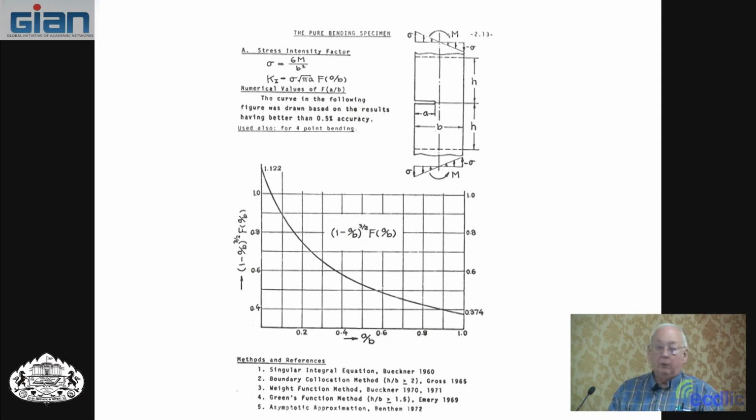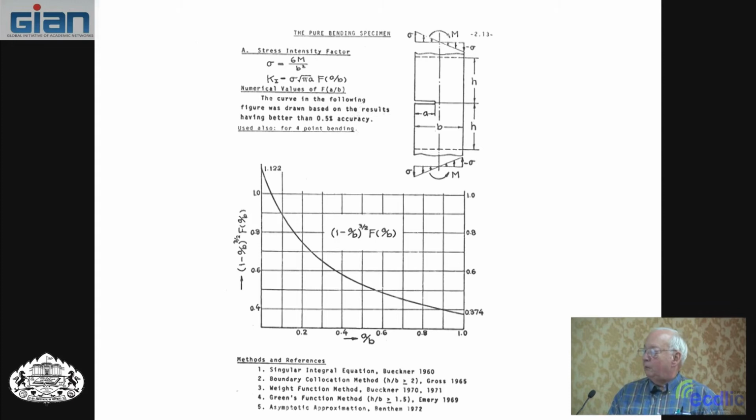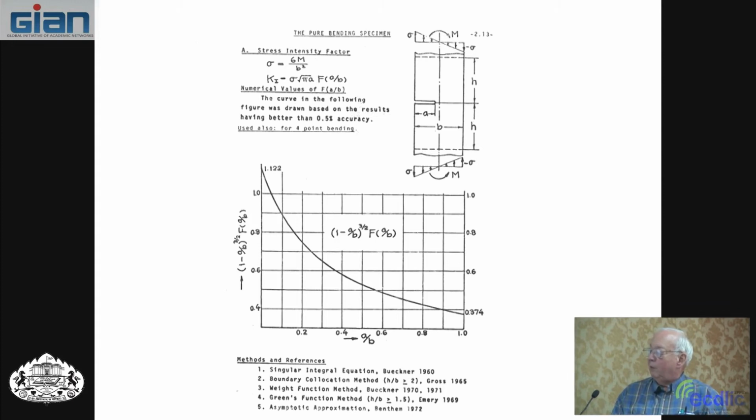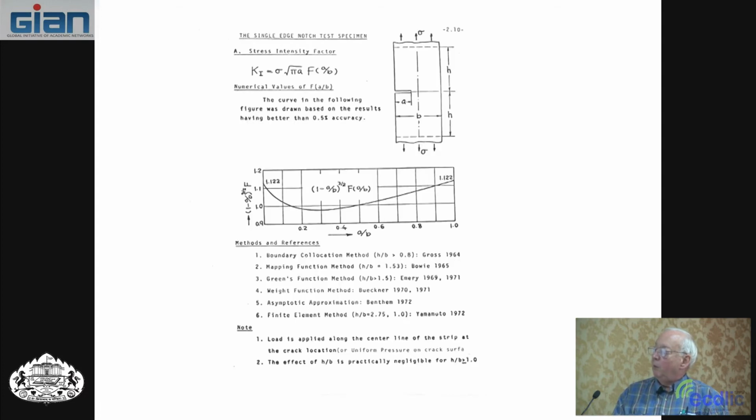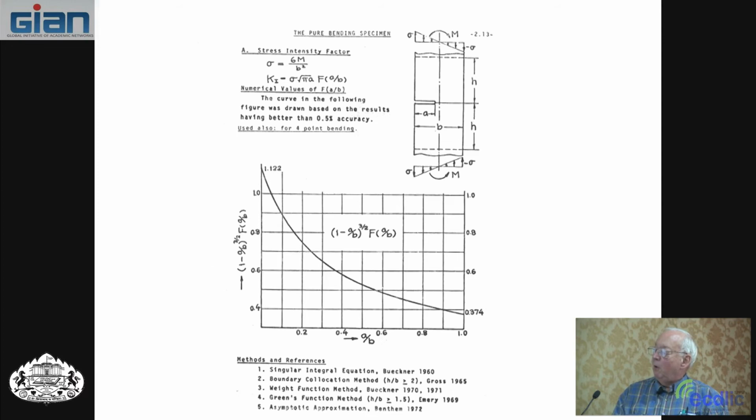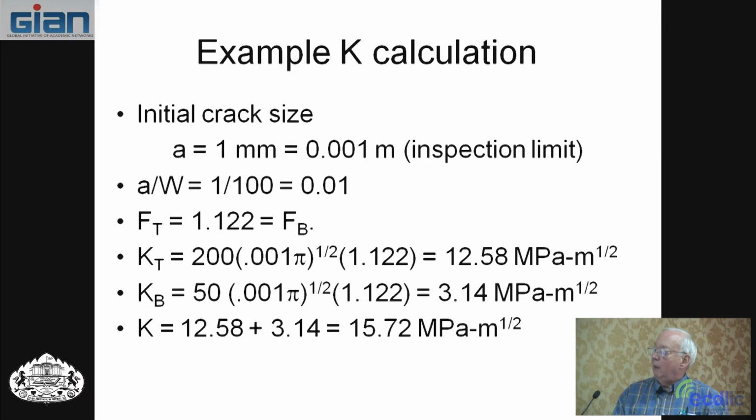This is where, as we were talking earlier, this goes way down, but you have to unnormalize it. When you unnormalize it, this factor is fairly small to begin with, so the F goes down, and then this factor gets bigger, so F goes back up. It's a little bit of a mess to do. So with an initial crack of 1 millimeter, A over W and so forth, I got the F, which is 1.122. It's such a small crack, it's the same in both.